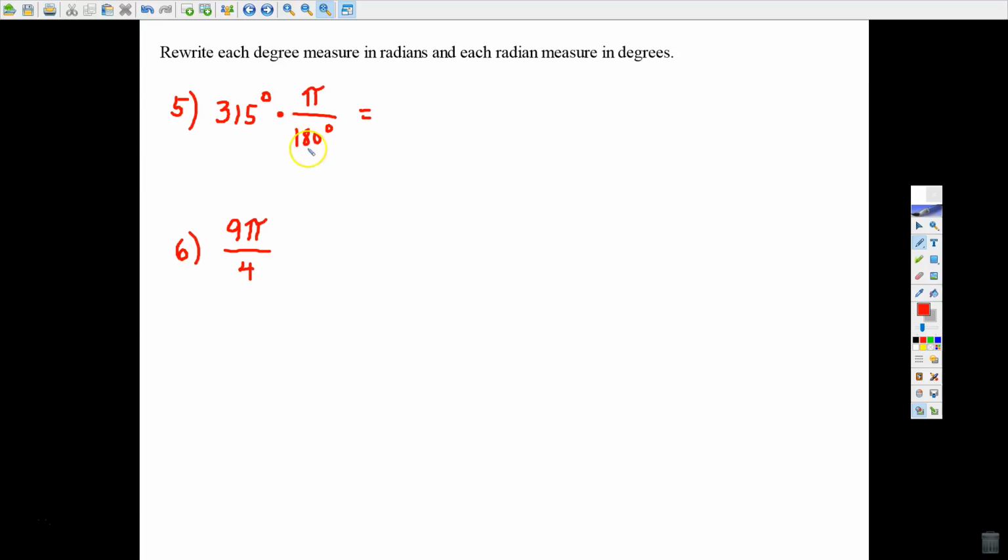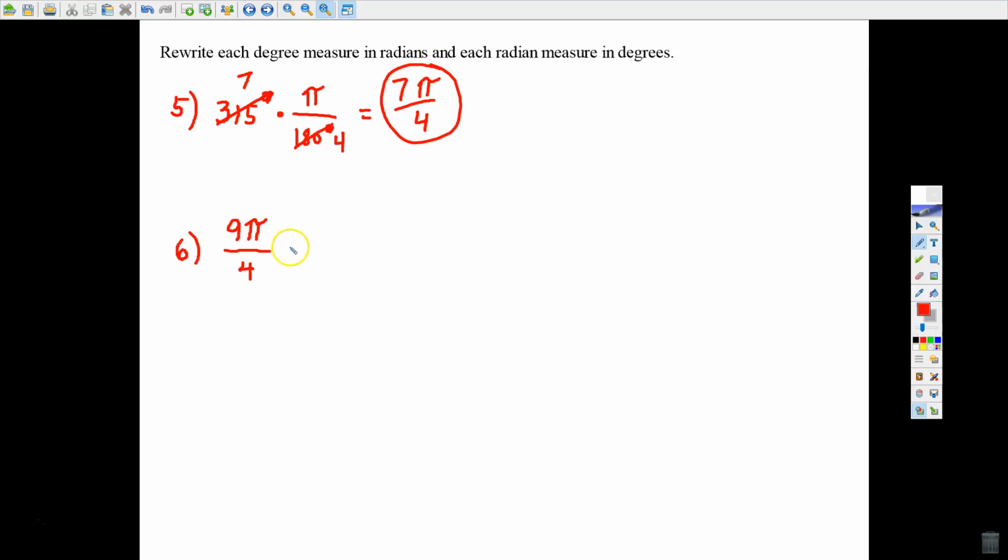And 45 divides into, that's always a good place to start if you're trying to reduce. Always go with the 30, 45, or 60, something like that as a starting point, because usually those will divide in and reduce these pretty easily for you. But 315 divided by 45 is 7, and 180 divided by 45 is 4. The degrees basically cancel, and in radians this would be 7 pi over 4. That's my answer for number 5.